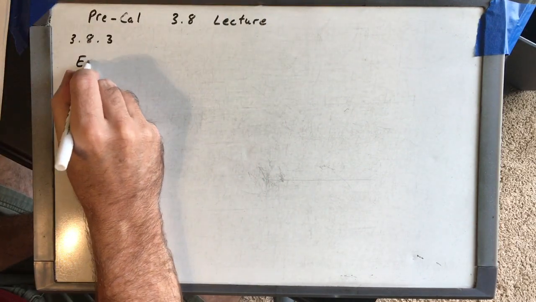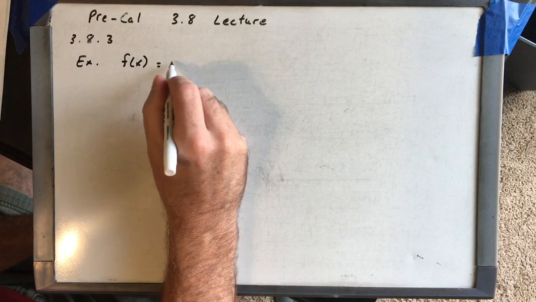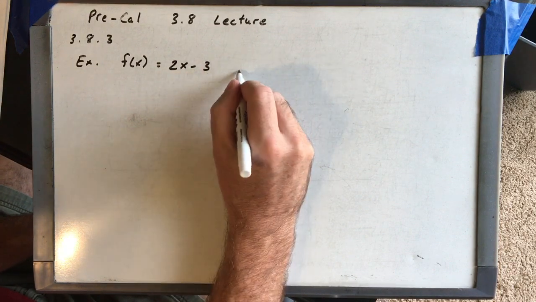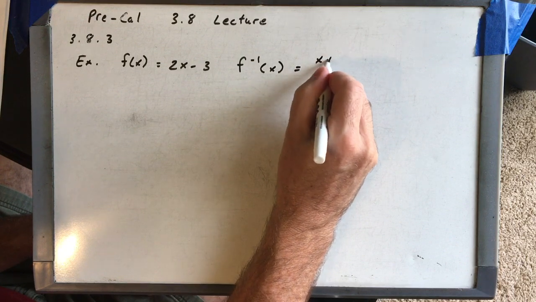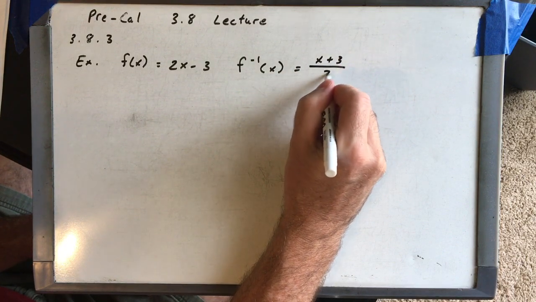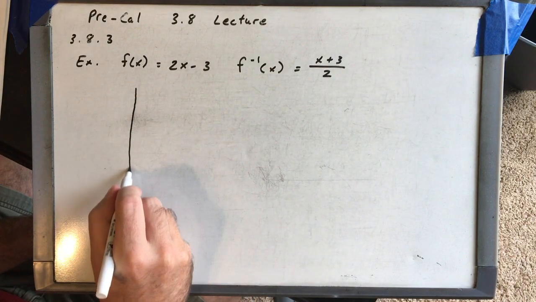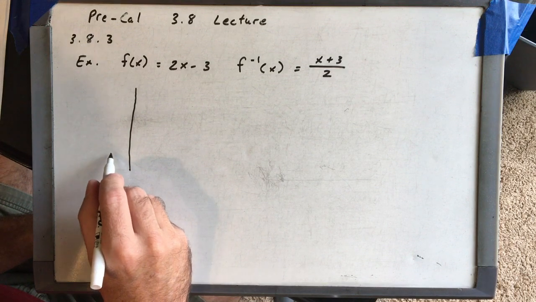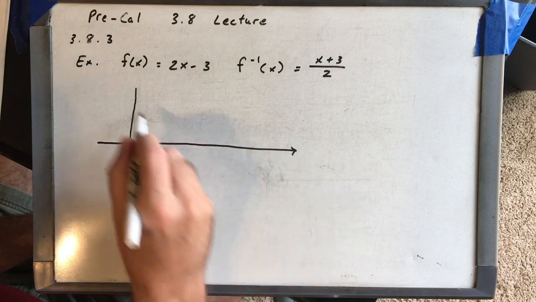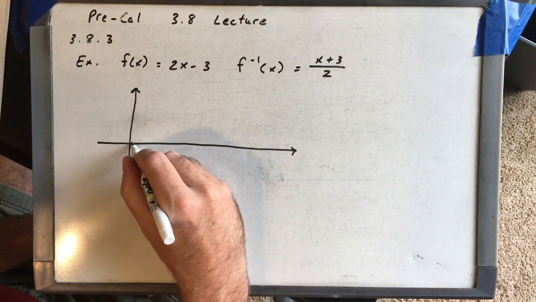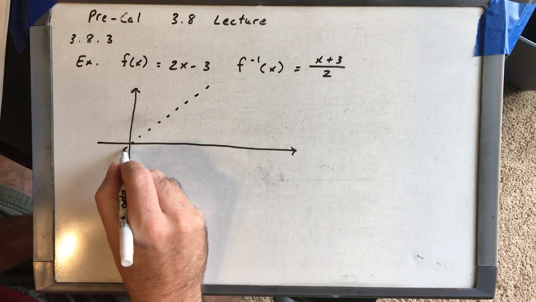All right, I'm going to erase this. So our next example, let's say we have f of x is equal to 2x minus 3, and the inverse is equal to (x plus 3) over 2. And let's do our line y equals x.